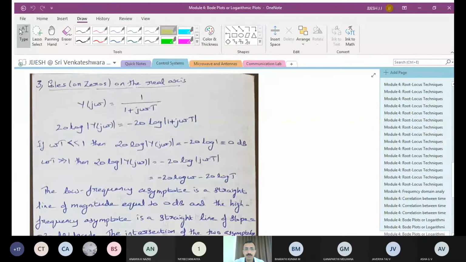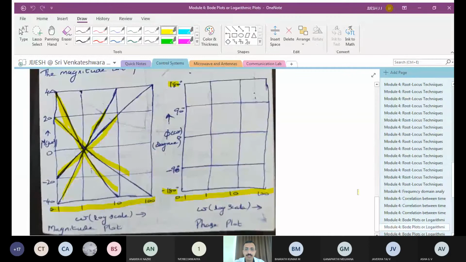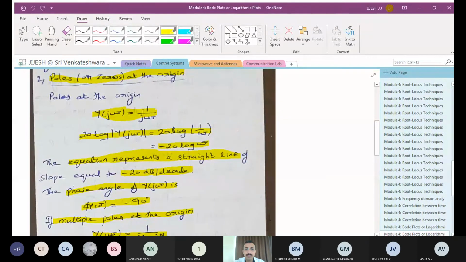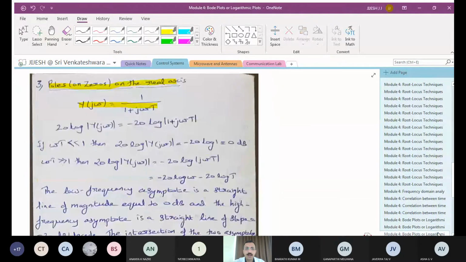So when we are considering poles or zeros on the real axis, you have to take G(j omega). When it is on the real axis, you get G(j omega) equal to 1 divided by 1 plus j omega t. So this is what you get when the poles and zeros are on the real axis. When the poles and zeros are at the origin, you have seen that it will be 1 divided by j omega. So when they are on the real axis, you get G(j omega) equal to 1 by 1 plus j omega t.